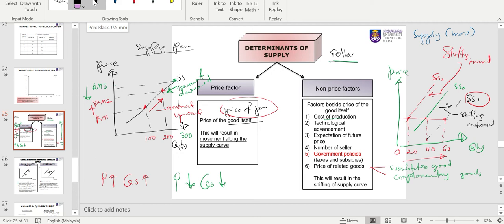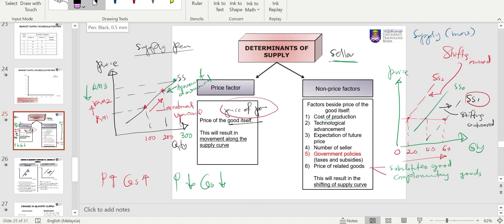But if you expect the price of the product in the future will rise, you won't sell now. Kenapa nak jual sekarang? Sebab barang you tu akan naik pada waktu depan. So, you akan sabar dulu, jangan jual sekarang, jual pada waktu depan. So, what happened to the supply curve now? Shift inward. Okay?